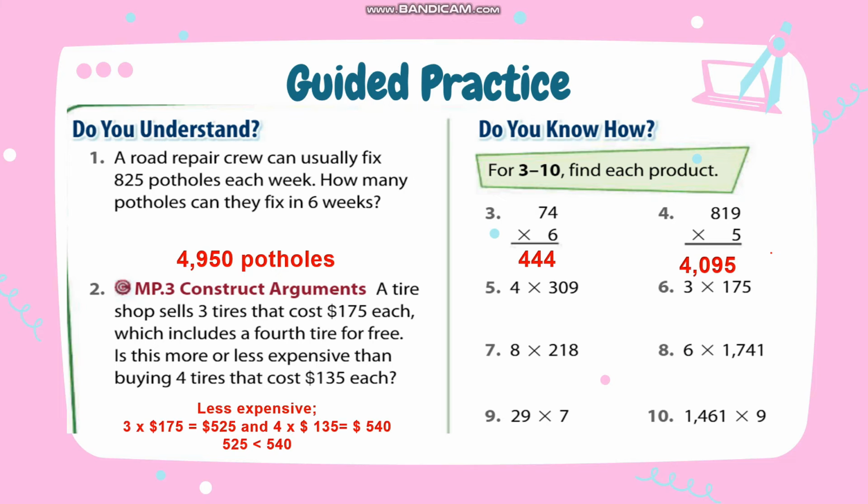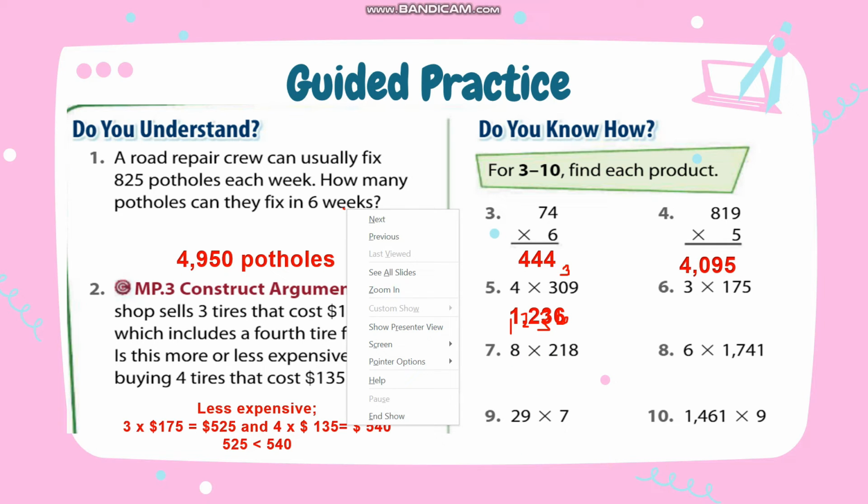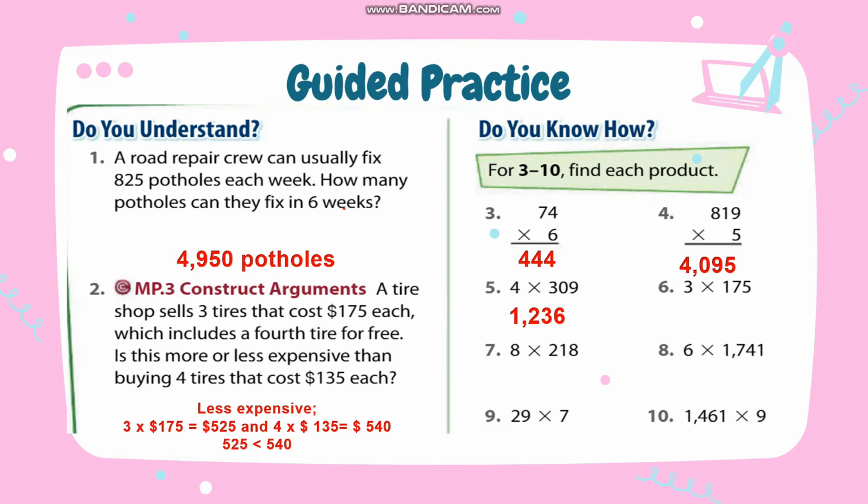Next, 309 multiplied by 4. So 4 multiplied by 9 is 36. So 6 regroup 3. 4 times 0 is 0 plus 3 is 3. Then 4 times 3 is 12. So the answer is 1,236.